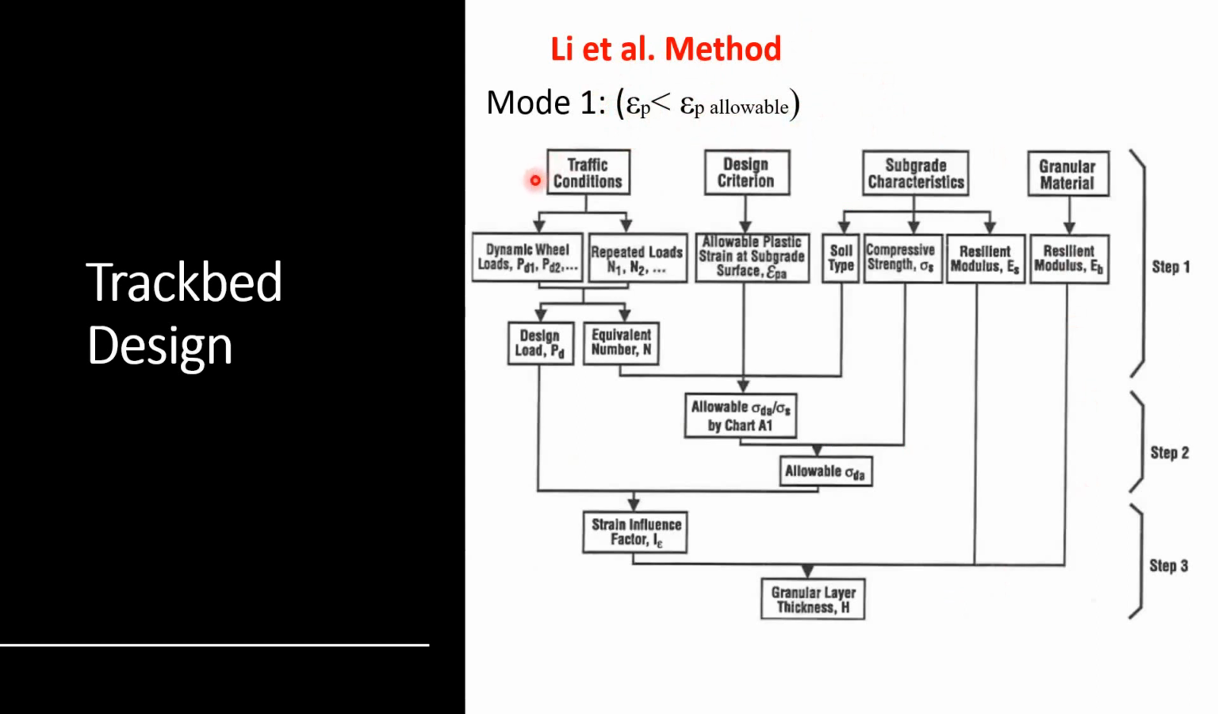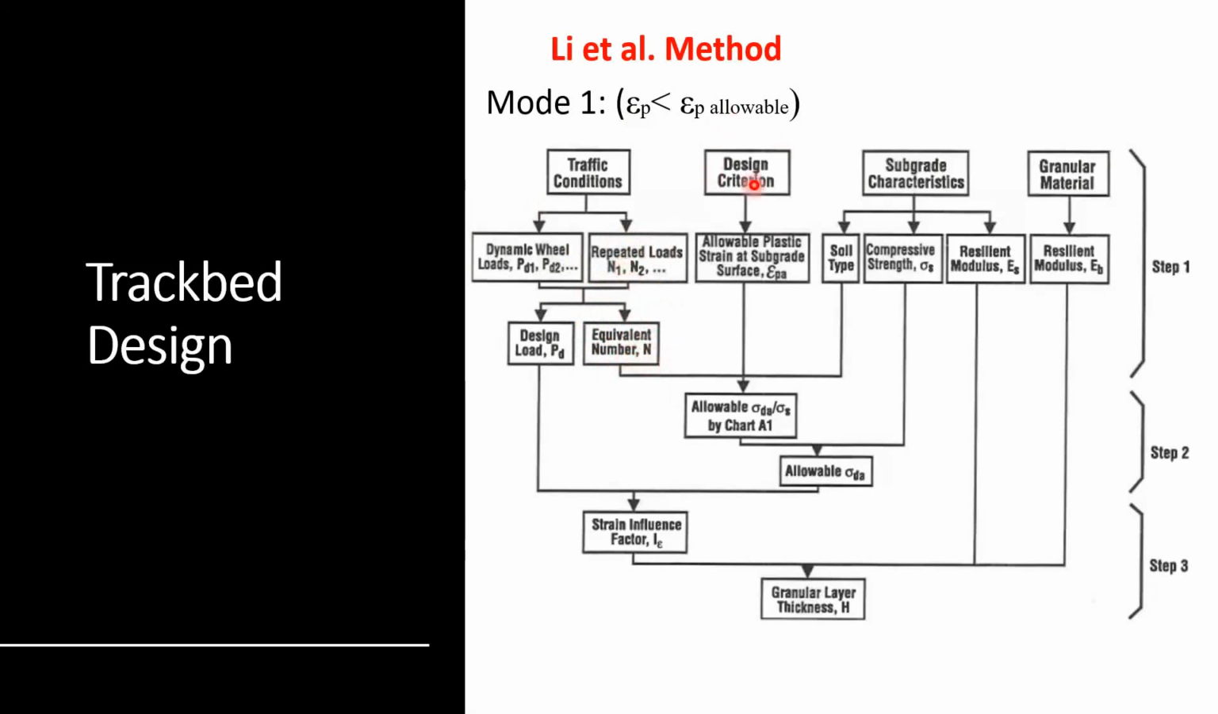So in this schematic here, you have the traffic conditions. Again, we talked about the wheel loading, we talked about the repetitive loading, and from that you get your design load and the equivalent number if needed. Equivalent number is used when you have multi-purpose tracks where you have locomotives passing by, passenger trains, and also freight trains. At that point, you need to do a little bit more digging to get an equivalent repetitive loading, considering how heavy and light each trip might be.